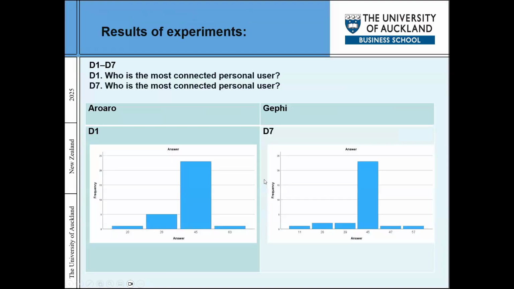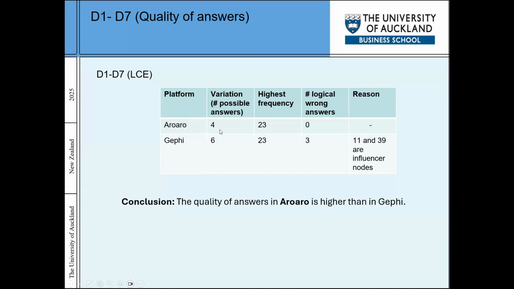Now, if you see here, although 23 participants have chosen this as answer, there are few participants who have chosen other answers as well, like node 20, 28, 60, 63. And here also you can see a big spread, number of nodes that they have chosen. So if you see, this is 4 number of possible answers. And on GEFI, there are 6 possible answers that participants have chosen.